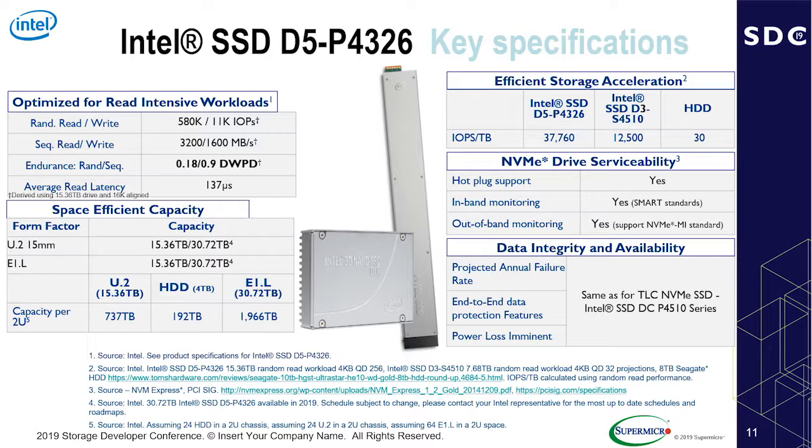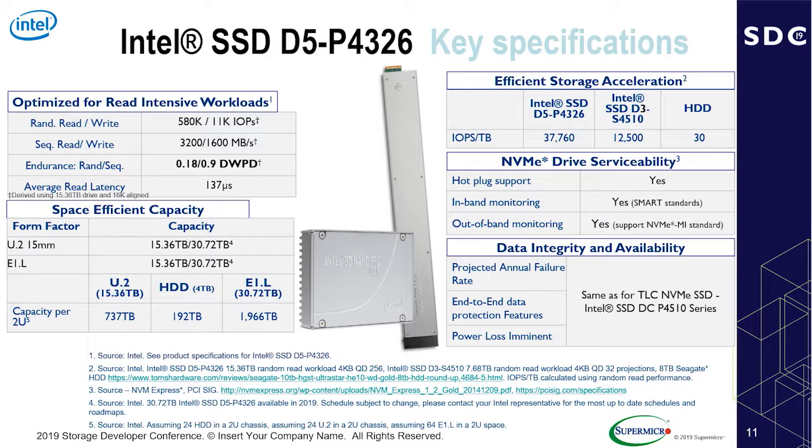So you can also see some of the performance numbers. 3200, that's a pretty sweet number for sequential read. But notice the write. The write is half of that. This is key with QLC. QLC is really intended as a read-intensive drive, not really a write-intensive drive.